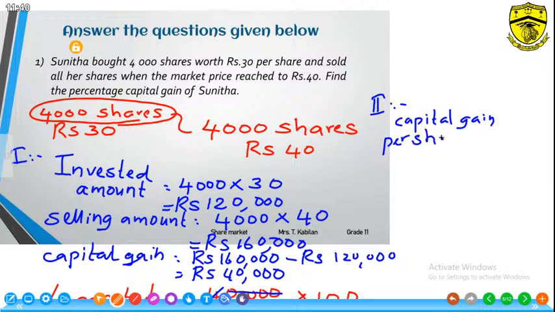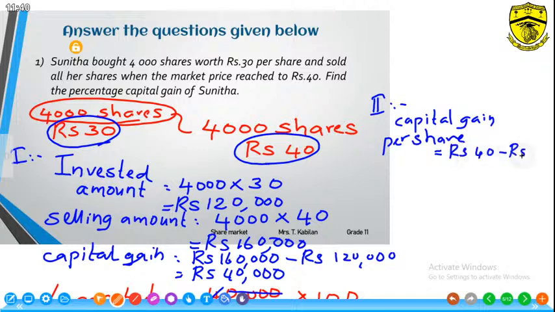Capital gain per share. Okay, how do you find the capital gain per share? Here the purchase price is rupees 30 and the selling price is rupees 40. First of all, you have to find the difference between the two amounts. So rupees 40 minus rupees 30, you will obtain rupees 10 as the capital gain per share.